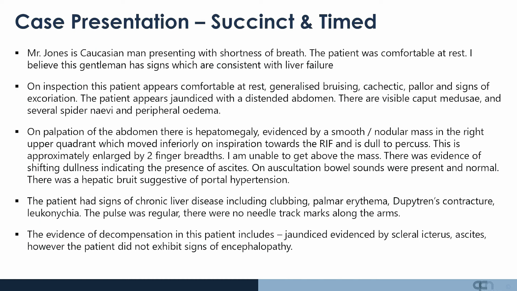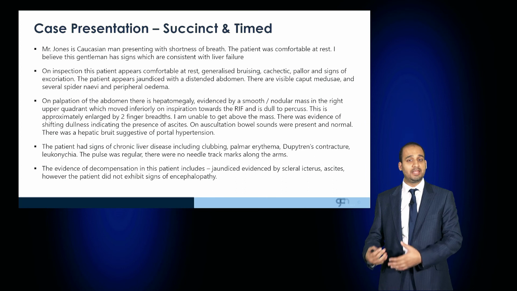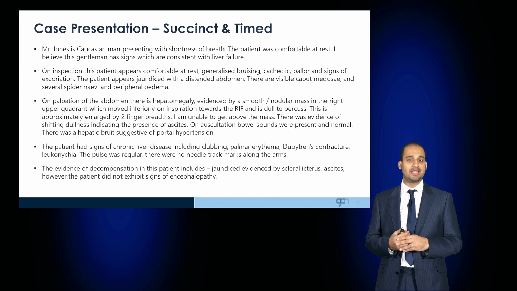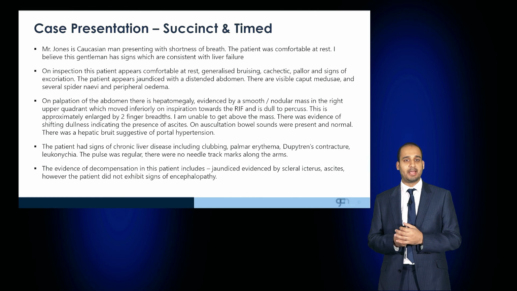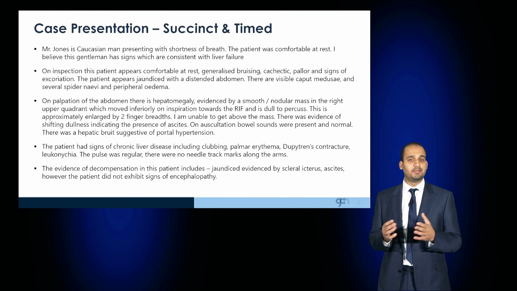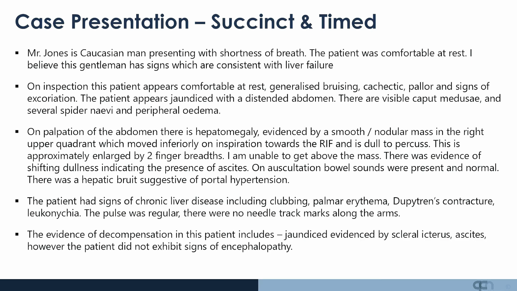On palpation of the abdomen, there is hepatomegaly, evidenced by a smooth or nodular mass in the right upper quadrant, which moved inferiorly on inspiration towards the right iliac fossa and is dull to percuss. This is approximately 2 to 3 finger breadths below the costal margin, and I was unable to get above the mass. I also noted shifting dullness, indicative of ascites. On auscultating, the bowel sounds were normal, but there was a presence of a hepatic bruit, suggestive of portal hypertension.